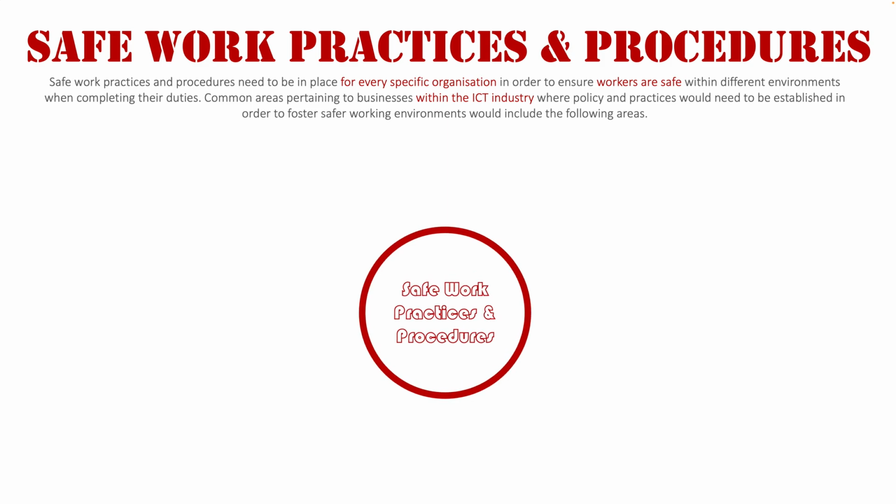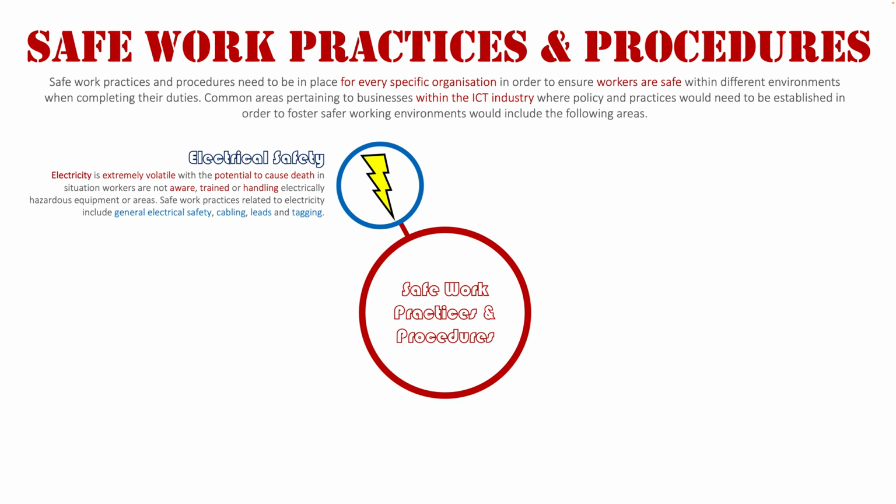So, we're going to have a look at a number of different categories of specific types of hazards or things we need to be aware of in order to ensure that our work environments are safe. So, the first one is that of electrical safety. Electricity is extremely volatile with the potential to cause death in situations where workers are either not aware, trained, or are handling electrically hazardous equipment within certain areas.